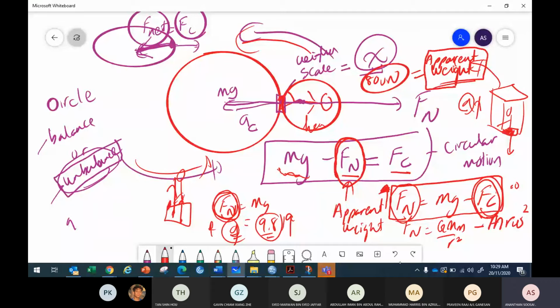How heavy can you be? What is the maximum heaviness you can be? Fn equals your mg. The maximum Fn can go is GMm over r squared, and that's the maximum you can attain. This is the maximum gravitational force you can attain. But because Earth is rotating, Fn is smaller than GMm over r squared.